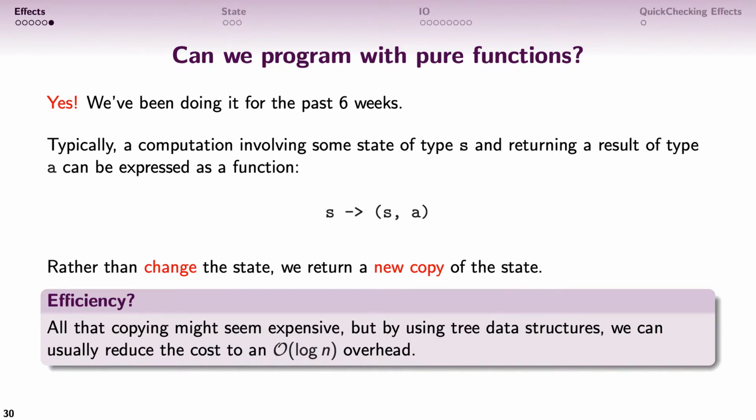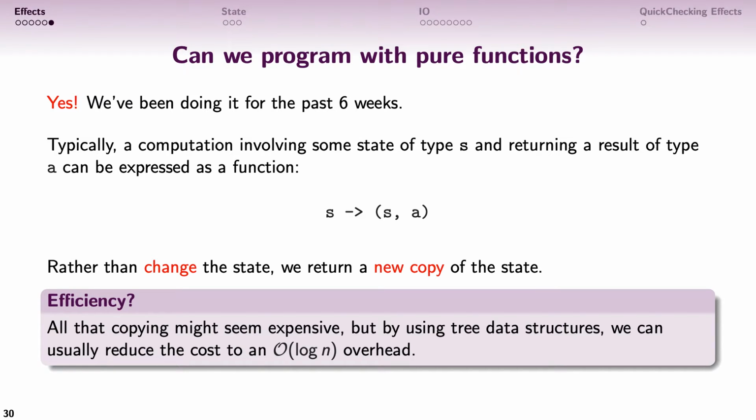Now you might think efficiency is a problem here if we're copying the state at every step we change anything. And it's true that it is more expensive to do this kind of thing, but there are ways to optimize the use of data structures here. If we use tree data structures, then the overhead becomes logarithmic. And then there are further optimizations GHC can do called fusion, which make this even cheaper.